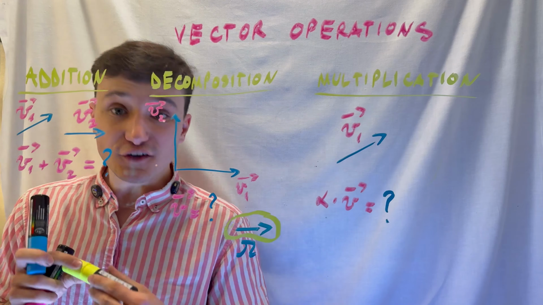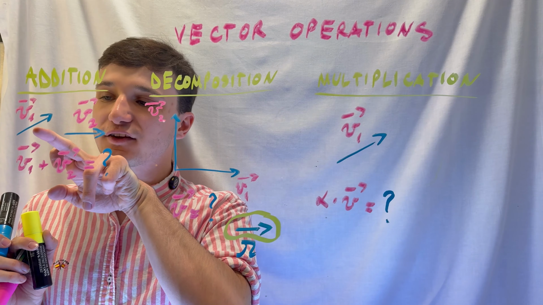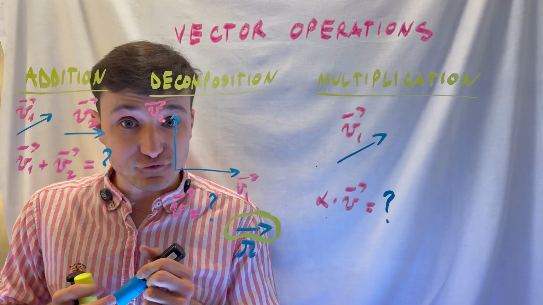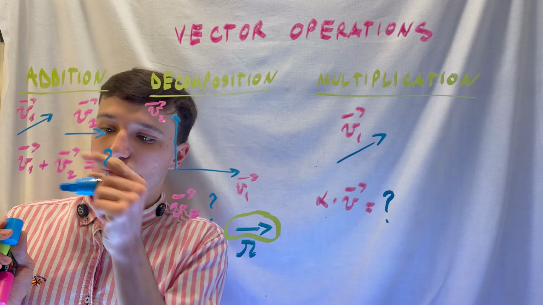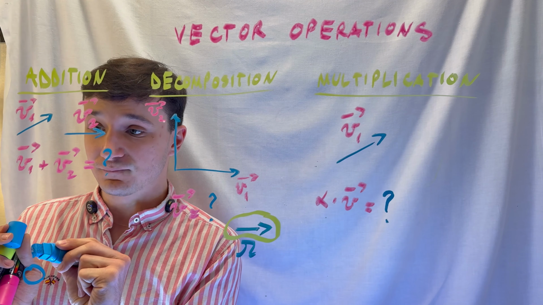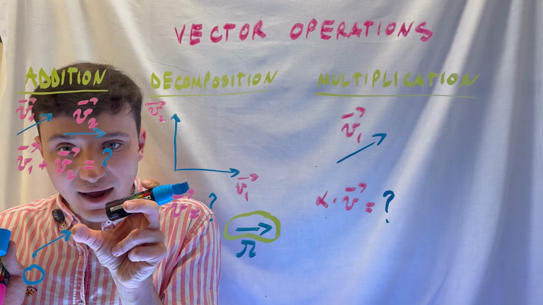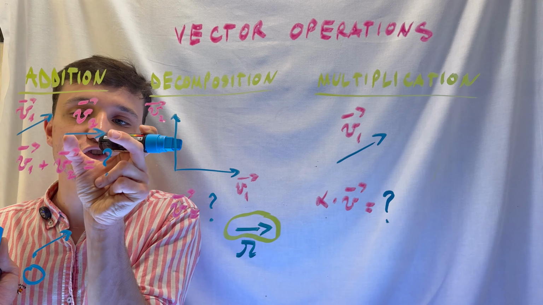Now, the first operation we're going to talk about is vector addition. If I have a vector v1 and a vector v2, how can I add two vectors? It's very easy. It's all geometry. What we do is we start from an origin. Remember, always set your origin. We draw the first vector, which is v1, and then on top of the head of v1, we start drawing vector 2.